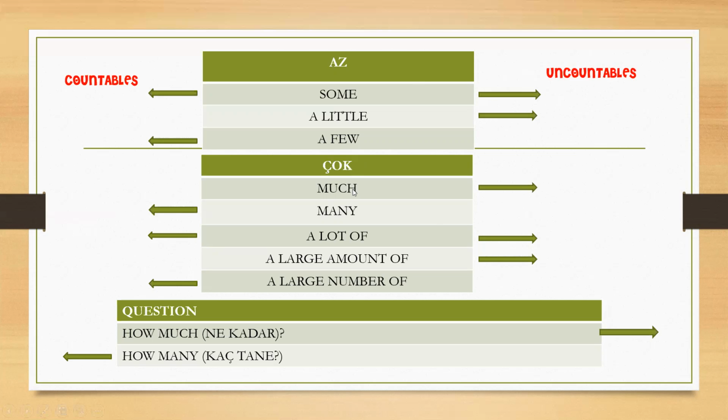For the concept of çok, we have different ways of talking about it. Much, for meaning çok, very easy. We use it only for uncountables. We can say, oh, much flour. I need much flour for this pizza. Then we have many, and many is used only for the countables. Çok, sayı. Okay? How do we do it? Many flowers. I have many flowers in my living room.